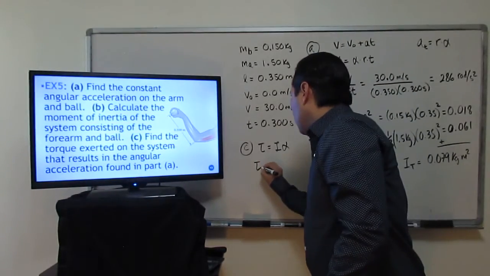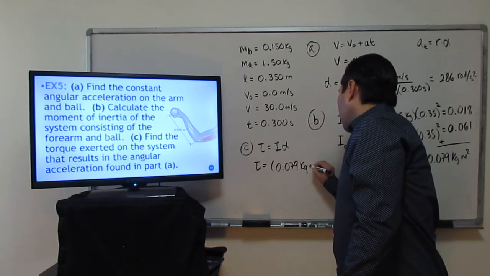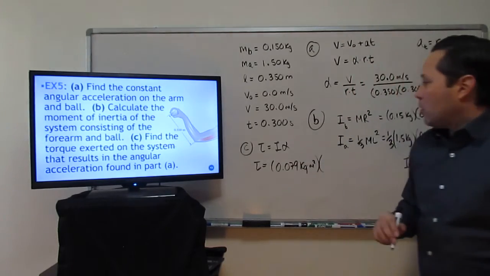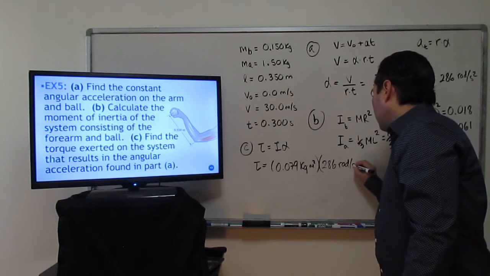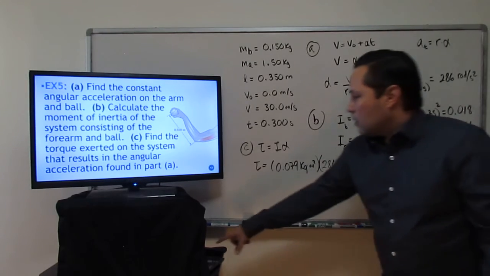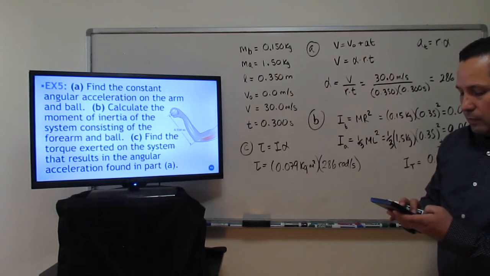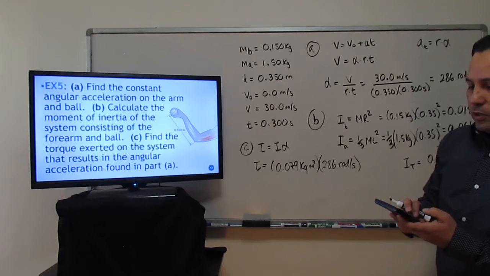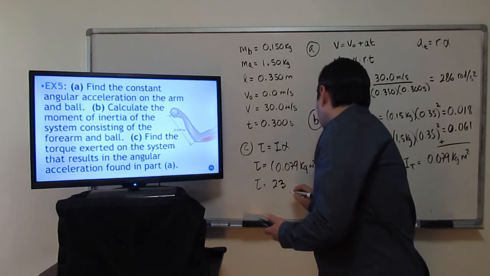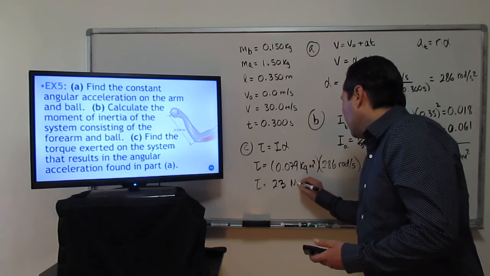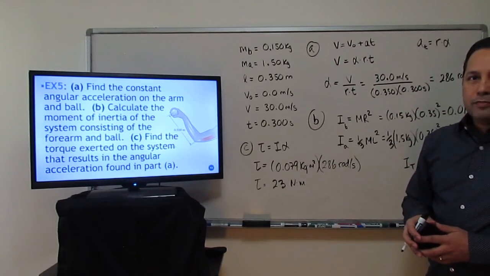So it's going to be 0.079 for the inertia, and we multiply that times the angular acceleration, which is 286 rads per second squared. We solve for that one, multiplying them together, 0.079 multiplied times 286, and that's going to give us a total torque of 23 newtons times meters. All right, and that takes care of example 5.